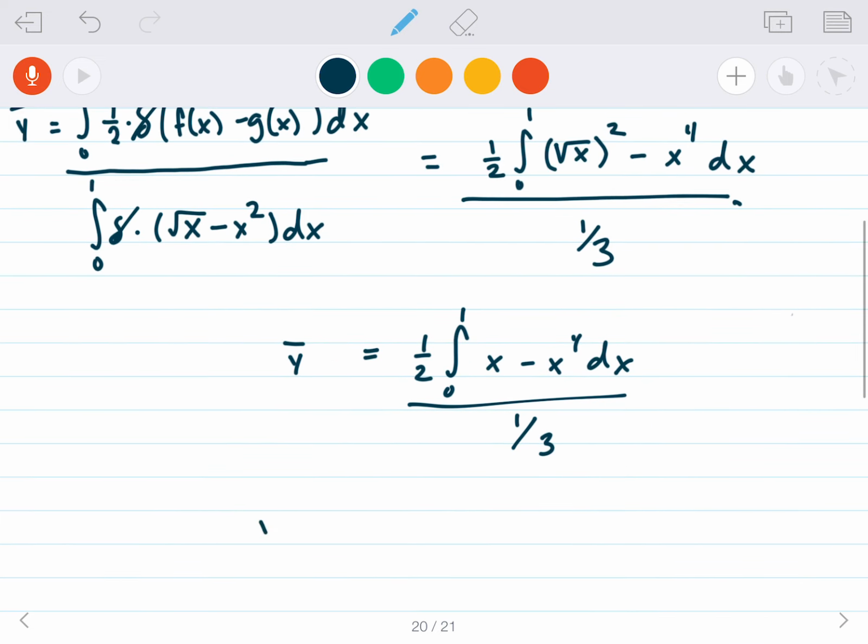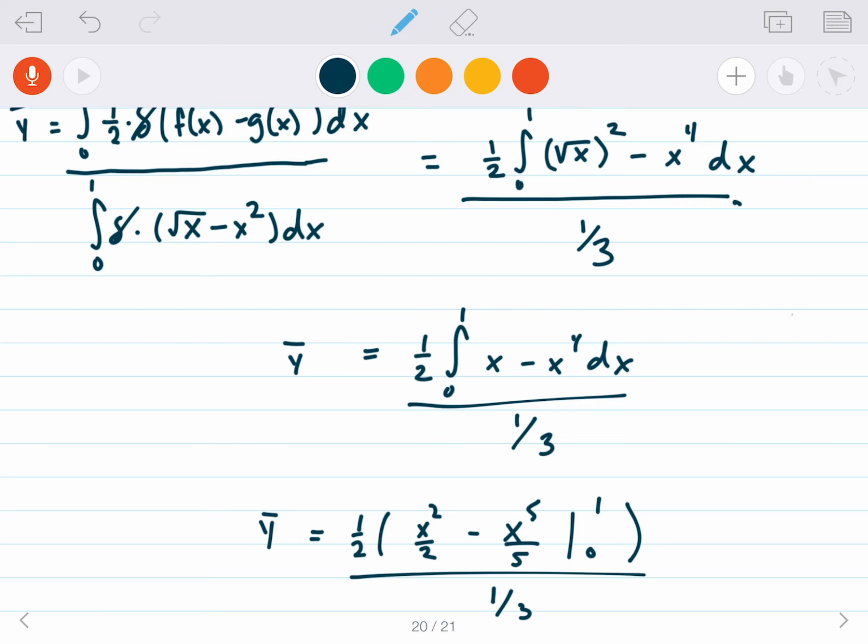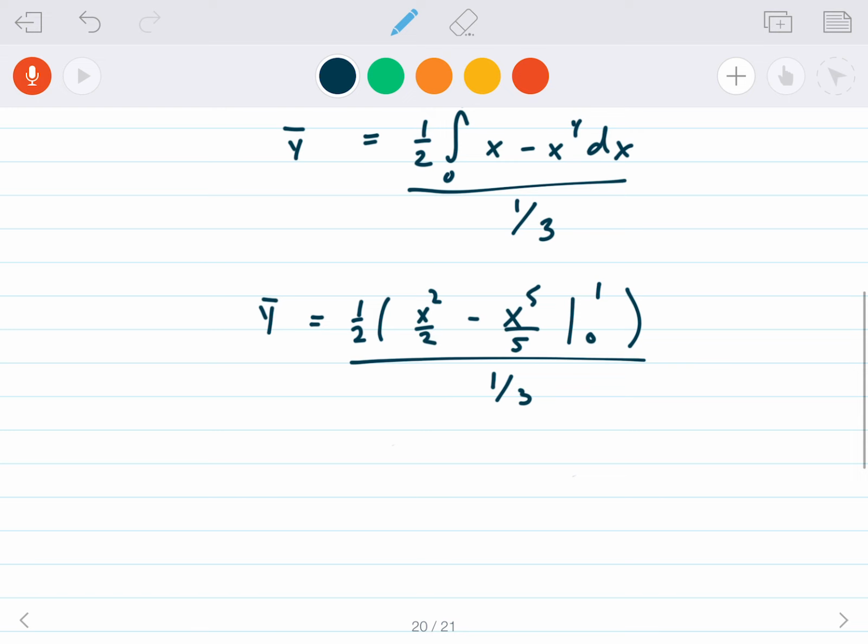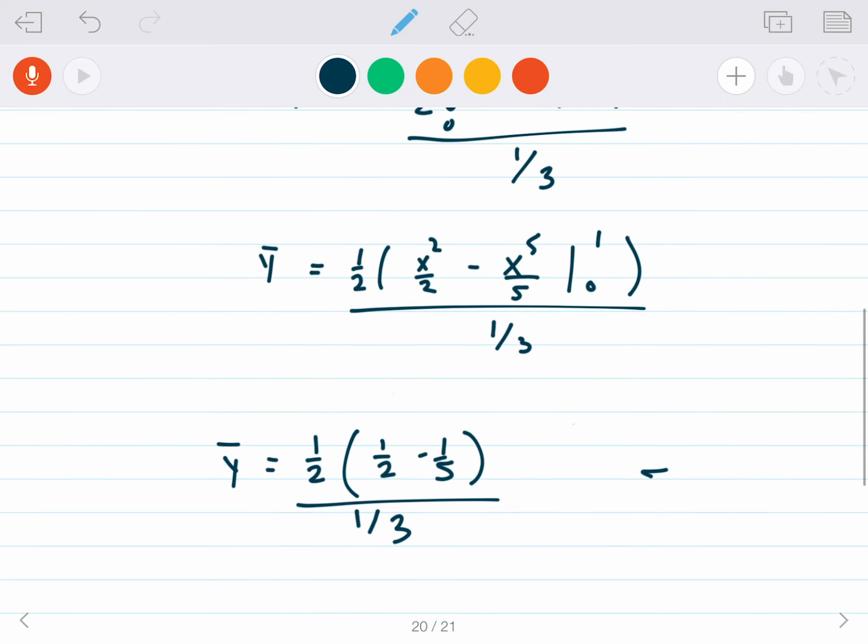So finding the antiderivative up top, I get x squared over 2 minus x to the 5 over 5, and we're going from 0 to 1. And let's go ahead and figure out what this is. So y bar is going to be 1/2. Then we have 1 over 2 minus 1/5 minus 0, over 1 over 3. And so again, for y bar, we're getting 9 over 20. So this is y bar. This is the y component of the center of mass.